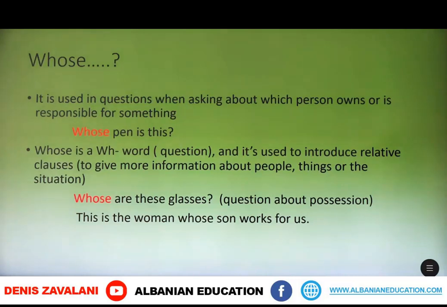And whose is a WH word, as I mentioned before, and it's used to introduce relative clauses. So, to give more information about people, things, or the situation. For example, whose are these glasses? This question is about possession. And the other example, this is the woman whose son works for us.